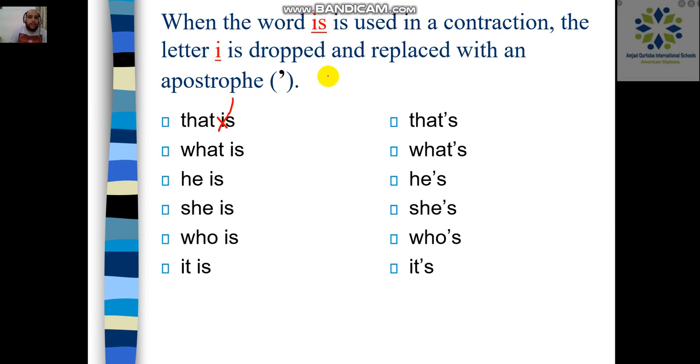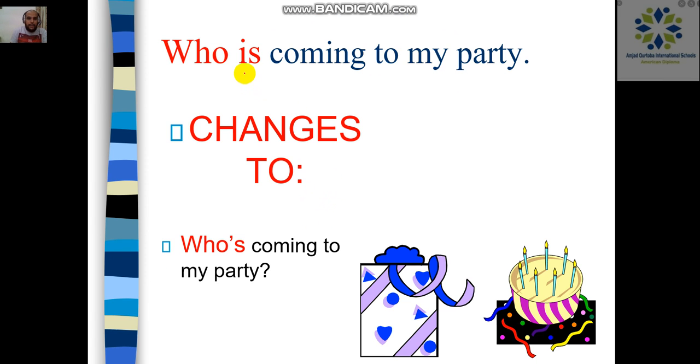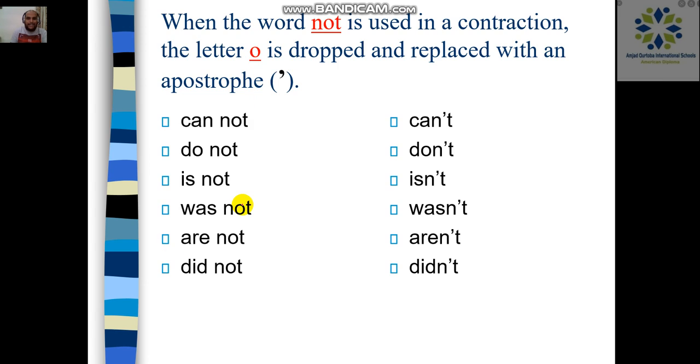Please pay attention that the contracted form of "has" is going to be apostrophe S too. So whenever you're reading and you find the contracted form, which is an apostrophe and S, maybe it's going to be "is", maybe it's going to be "has", and maybe it's going to be "us", because the contracted form of "let us" is going to be "let's". But this one is easy because we use "let's do this and this" to express suggestion, for example.